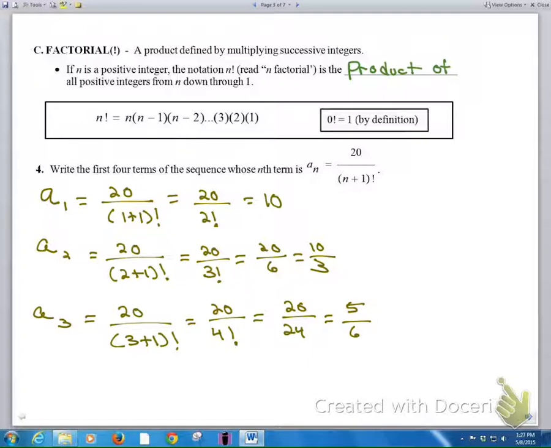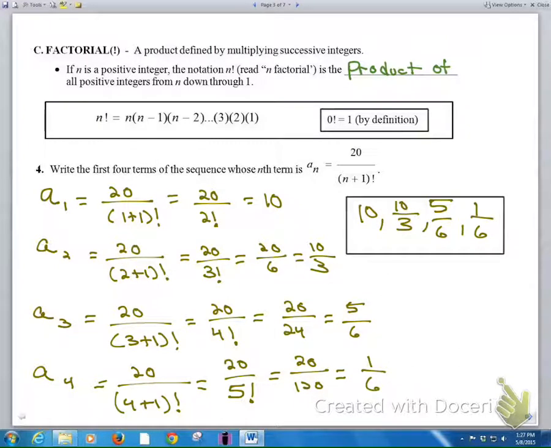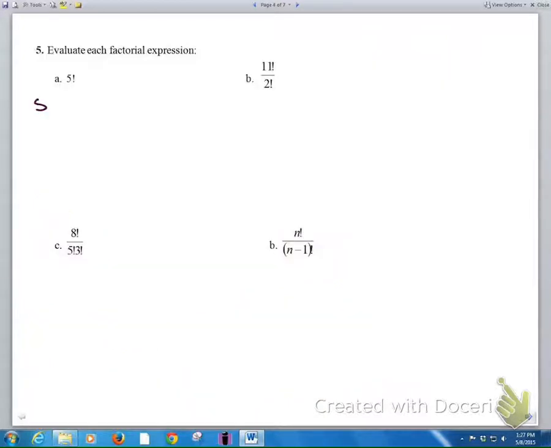Anyway, a sub 4. So we know that that's going to be 5 factorial, right? And 5 factorial is 5 times 4 times 3 times 2 times 1, which is 120. Cross out the zeros, reduce 2 over 12 to 1/6. And we've got it. There's our sequence. Alrighty. Moving on.